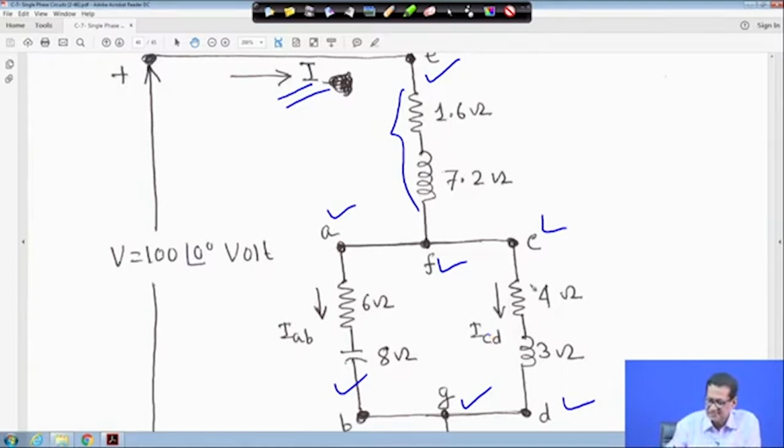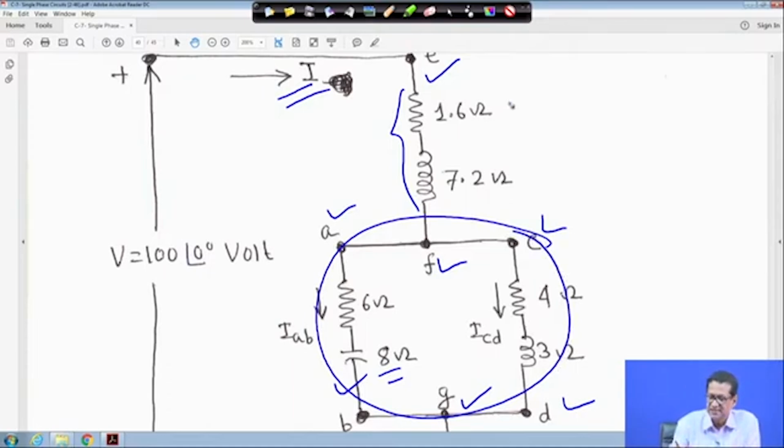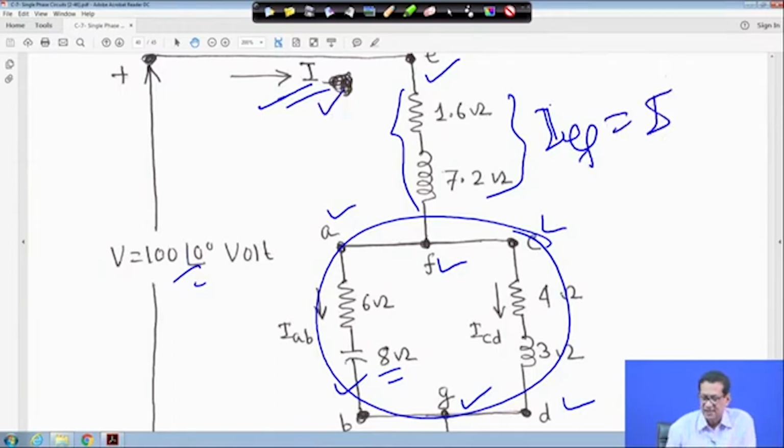First, these two are parallel, 4 plus J3 and 6 minus J8, in parallel, right. Make their equivalent first, and with that you add this one. After that you divide V by Z, you will get the I, right. So this is my FG, so this way it has been marked, right. IEF is equal to I, this is I, right, and this is ZFG, this is your F point and this is G point.